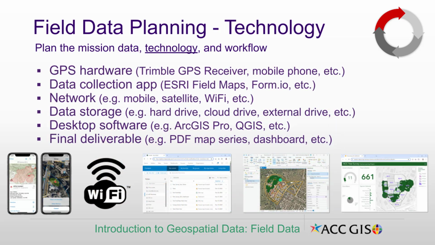The next step in the field data planning phase is to plan the mission technology. And this includes a whole range of technologies. Sometimes we refer to this as your technology stack because you're piecing together different technologies to get the outcome that you want. So, for example, selecting your GPS hardware, which might be a survey grade Trimble GPS receiver, or it might be as simple as your mobile phone. You need to have a data collection app because we're not just collecting the location of things, but often we're collecting attribute values as well. And so ESRI has an app called Field Maps, but there are other apps out there, including, for example, the open source form.io that you can utilize to collect your attributes and any attachments and or photos.